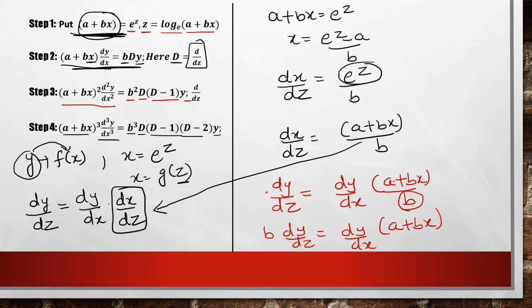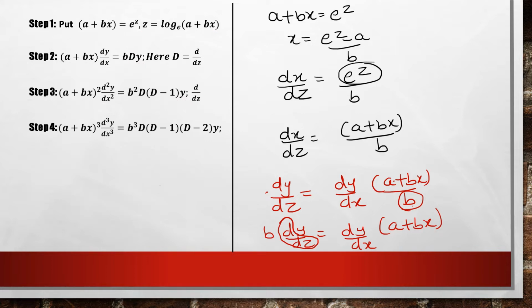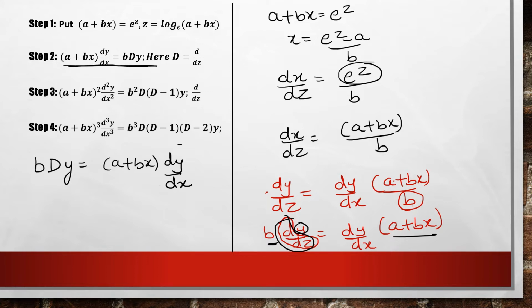Now see, this d over dz is something which we are assuming as capital D, right? So what we are getting is b into capital D y equals (a plus bx) dy over dx. So this is how we get this second thing. Alright, fine. This is how you will get step 3 and step 4 also. We are not going into this.